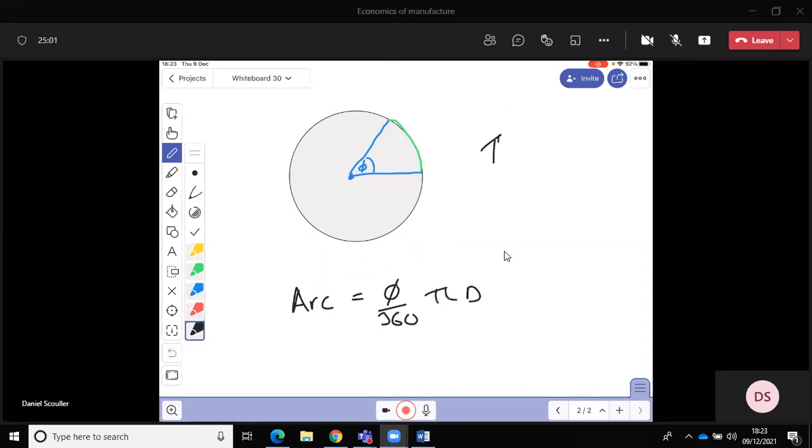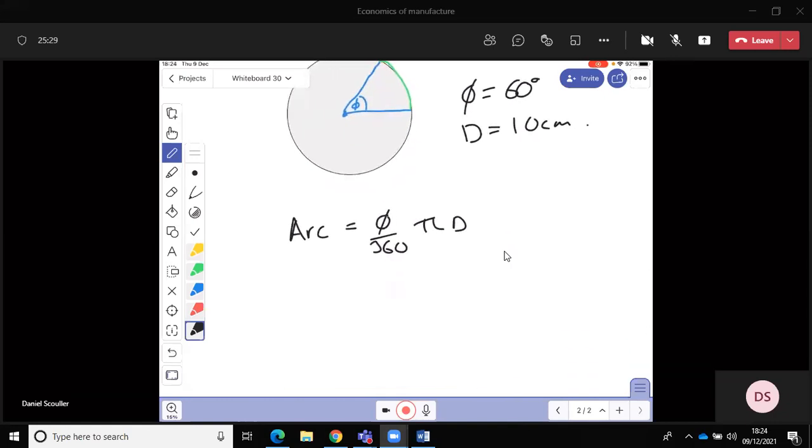So we say that angle equals 60 degrees. That wee circle above the 0 there is just a degrees sign. Instead of writing out its units, that's what we use to indicate degrees. Angle is 60 degrees. We'll do a diameter of 10 centimeters. We're just putting that into the calculation.